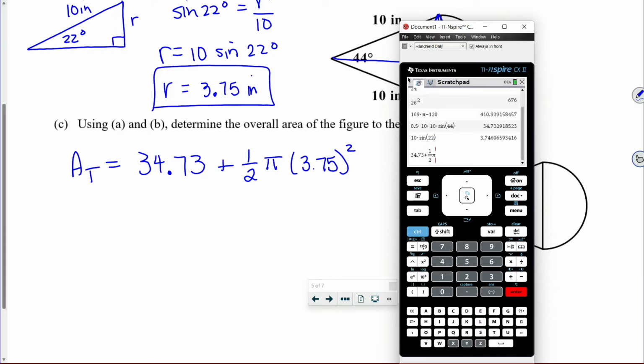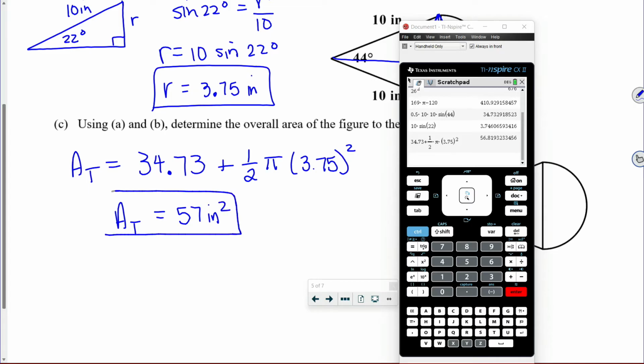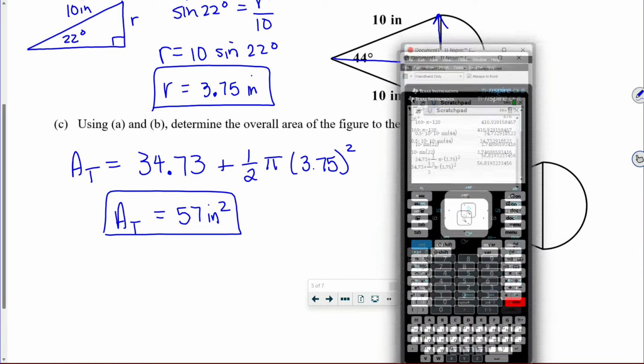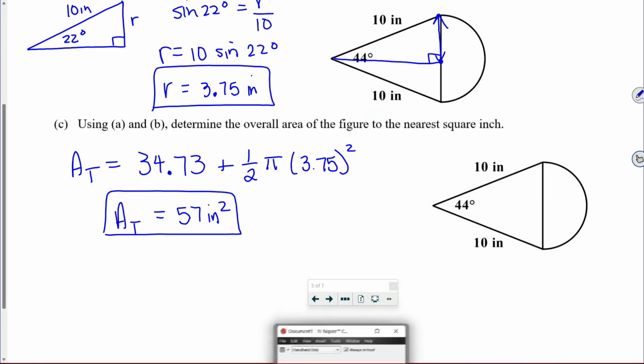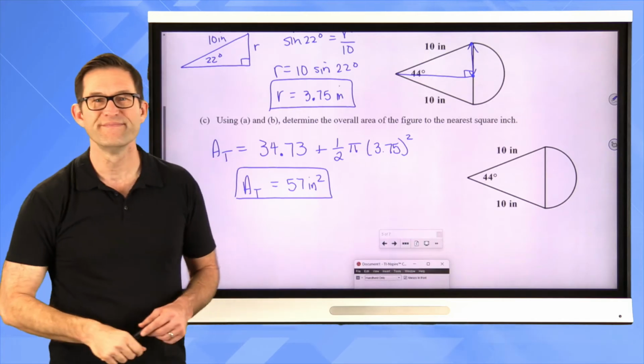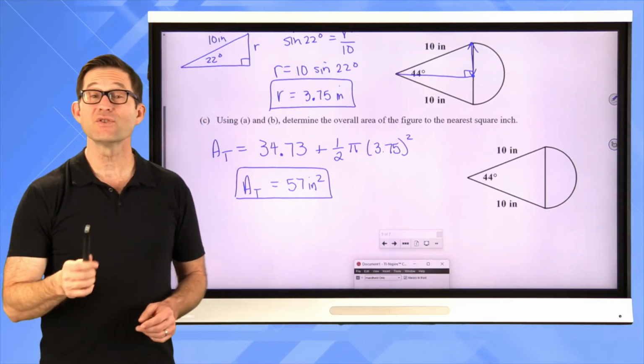Don't forget the pi. That is the most common mistake students will make in problems that involve pi, is actually forgetting it, which I find a little bit ironic. We hit enter, and we wanted the area of the overall figure to the nearest square inch, so that's going to be 57 square inches. Right? And I don't ever need to have it exact in terms of pi. There we go. All right, let's do one last problem.